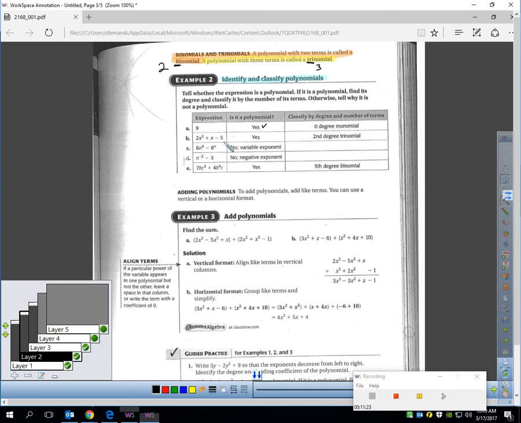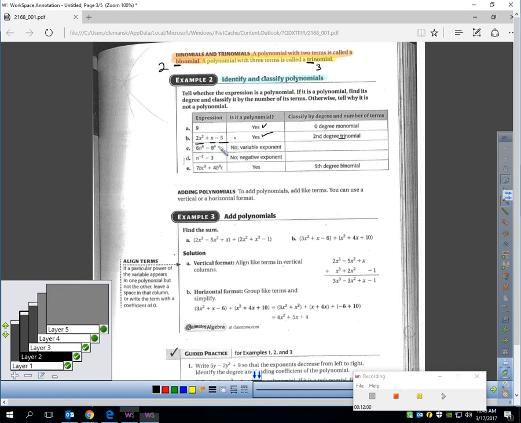Let's look here. Is this a polynomial? Well, that's a monomial, that's a monomial, and that's a monomial. Everything there is a monomial. So yes, it is a polynomial. It's 3 monomials added or subtracted together. Can you see how this is second degree in front, first degree in the middle, and 0 degree at the end? This would be a second degree trinomial. I got 1, 2, 3 terms.